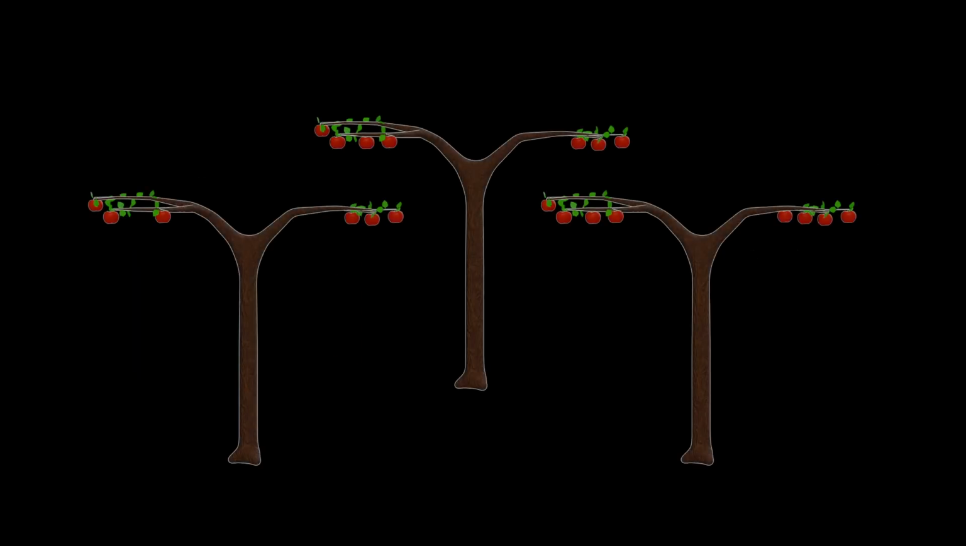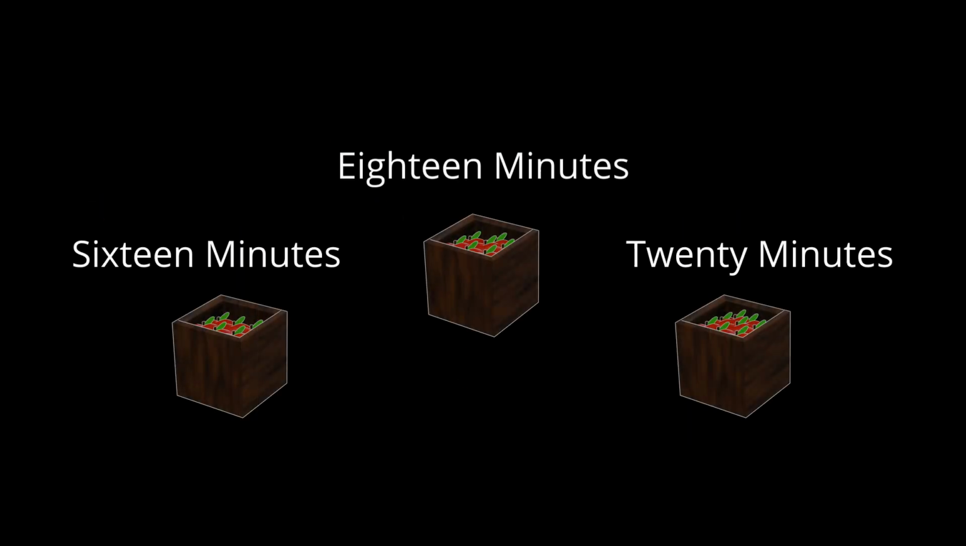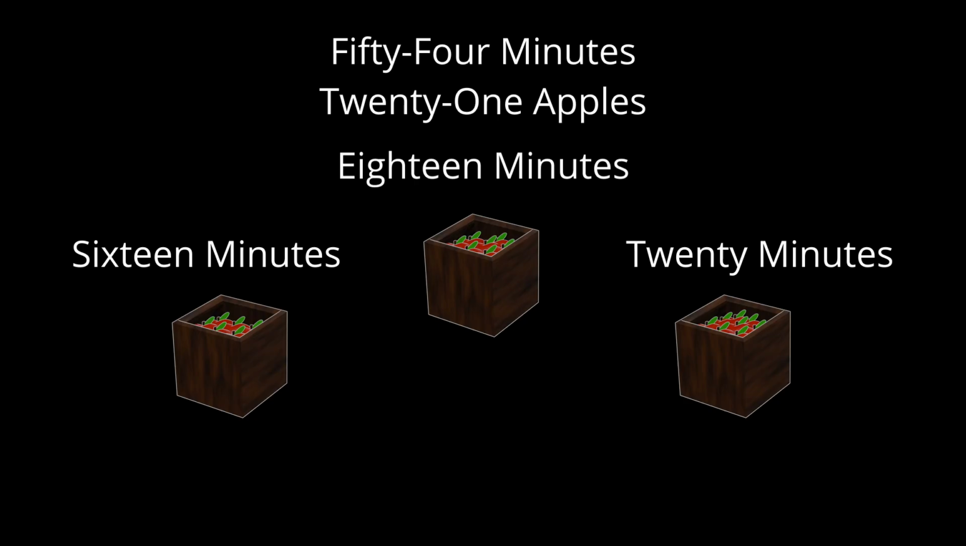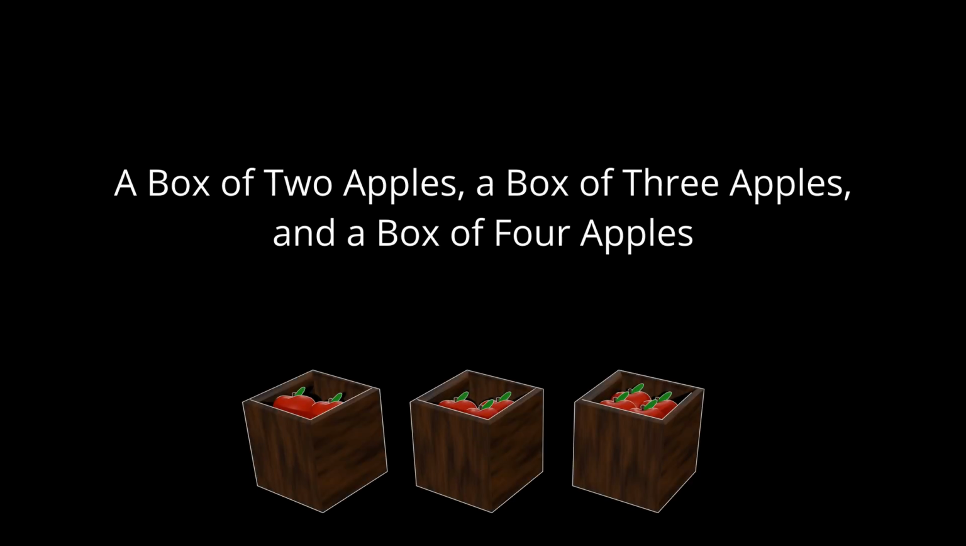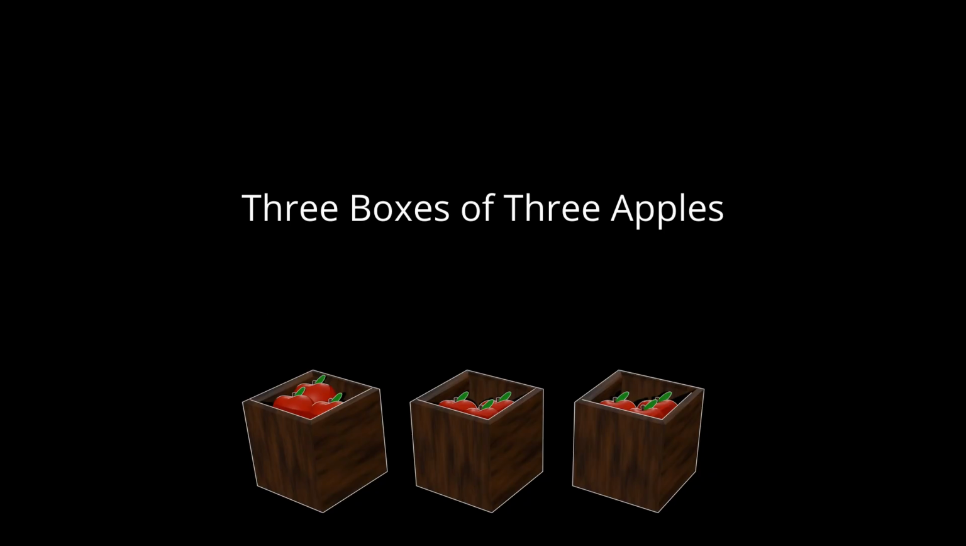From the mathematical side of things, these trees of apples might as well be boxes that I'm taking apples out of, with an extra number telling me how much time I spend taking apples out of each box. Since all I care about are the total numbers of apples and minutes in this case, I don't need to care about where exactly the apples and minutes go, which means I should be able to rearrange them however I want. A box of 2 apples, a box of 3 apples, and a box of 4 apples is 9 apples, and so is 3 boxes of 3 apples.